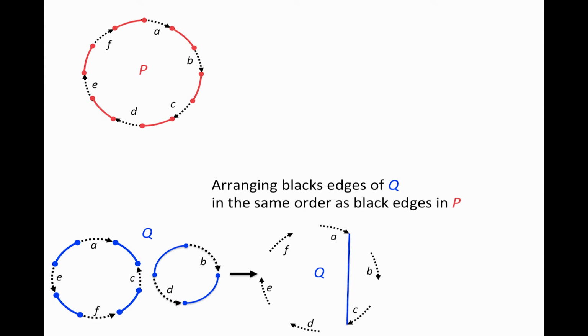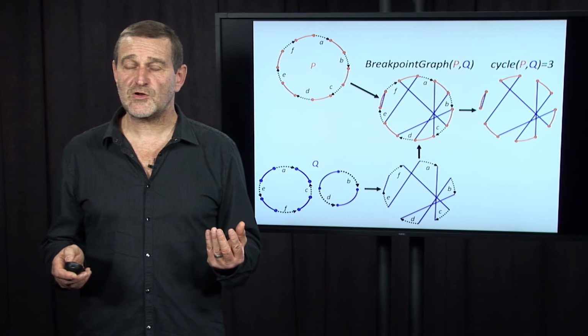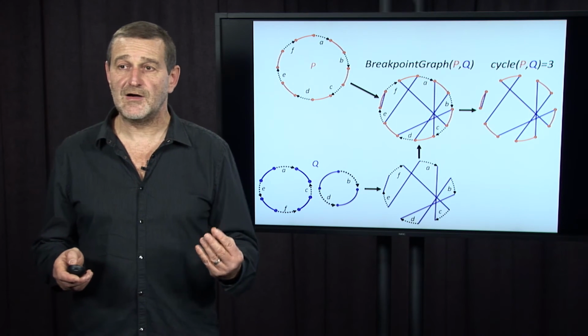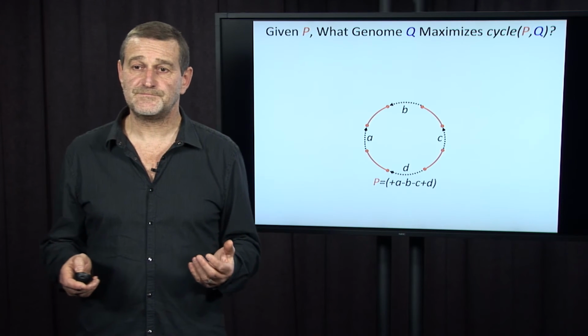Well, we start from A. After A, we know that we should go to minus C. Afterwards, we go to minus F. Afterwards, we go to minus C. And finally, we return back to plus A. And we continue the same way to show a smaller chromosome with just two synteny blocks right here. As soon as we represented genome Q in this way, we can superimpose P and Q, and we get the breakpoint graph. And after we remove black edges from the breakpoint graph, we see that the cycle number of P and Q is equal to 3 because there are 3 cycles in this graph.